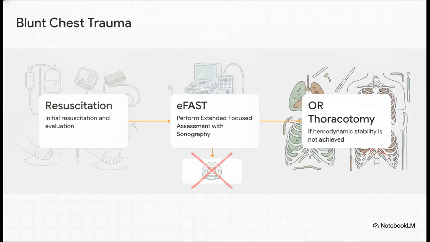Okay, say you have a blunt chest trauma case. If the patient is hemodynamically unstable, you execute your resuscitation and immediately do an EFAST. Now, if you can't achieve or maintain hemodynamic stability after that, the algorithm strictly dictates you proceed immediately to an OR thoracotomy. The classic test trap here is choosing an advanced scan. Just remember, unstable, blunt trauma plus a positive EFAST means surgery, not a trip to the CT scanner.